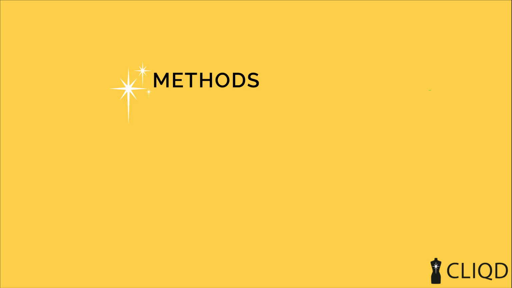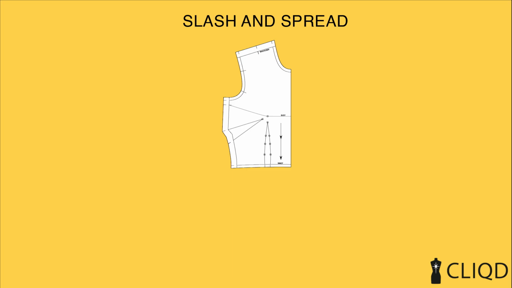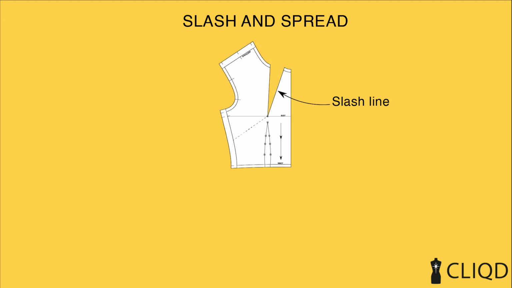There are 2 ways to rotate darts. You can use the slash and spread method, or you can pivot the dart. For the slash and spread method, make a copy of your block and draw a line on it where you want the dart to move to. This will be your slash line, which is where you'll move your dart to.